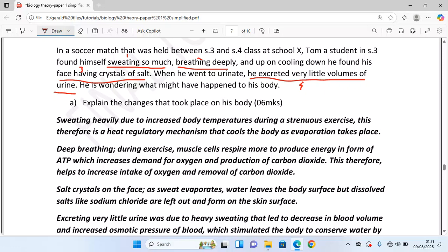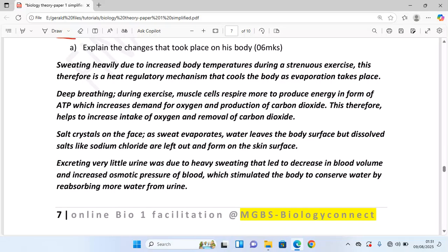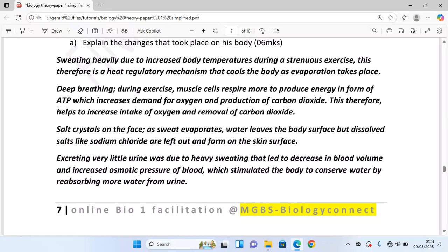And then what do we do here? Explain changes that took place on his body. So we are to give those changes and just explain those changes. Simple, not writing a lot of words, not explaining a lot, just putting those changes that took place and you explain them. For example, sweating heavily was due to increased body temperatures during strenuous exercise, and this therefore is a heat regulatory mechanism that cools the body as evaporation takes place.